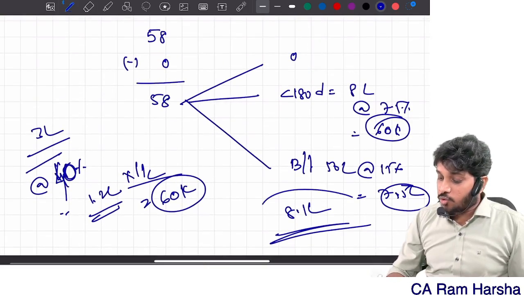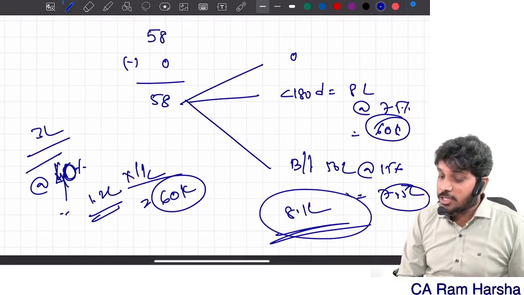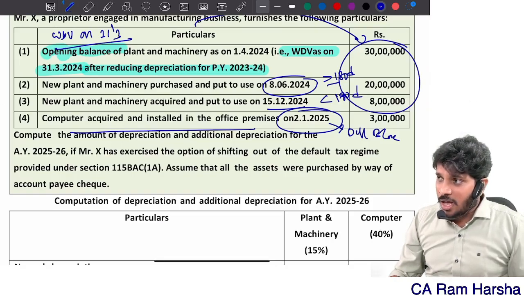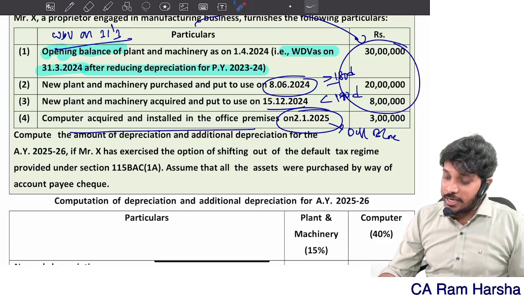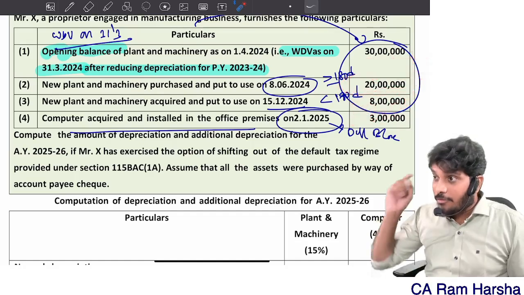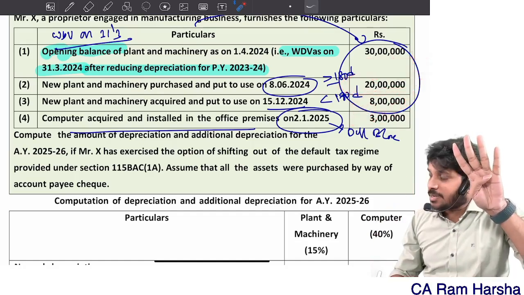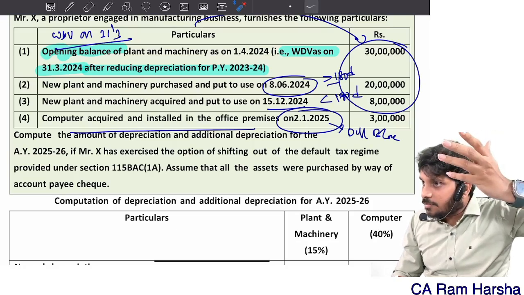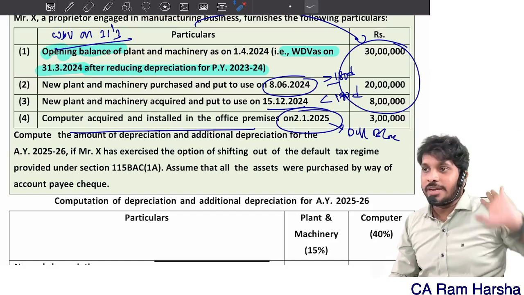Now, by the way, this is only normal depreciation. You are also eligible for additional depreciation which you will get on the opening value. Only current year: 20 lakh into 20%, 4 lakh. 8 lakh into 10% is 80,000. 4 lakh 80,000 is additional depreciation. How many of you have computed correctly? Correct? No? Yes, very good, very good.